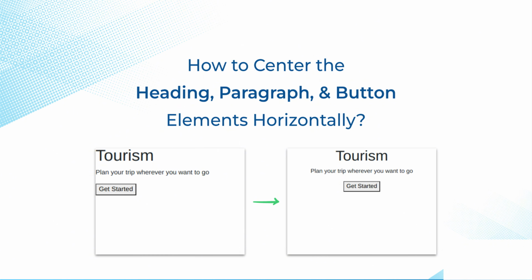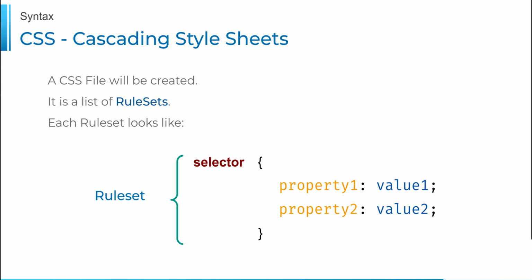And before knowing this, let's talk more about CSS. CSS is cascading style sheets. So first what we do is we create a CSS file, and in this file we write multiple rule sets. And let's know what this rule set is. The CSS syntax is called a rule set in the CSS file.